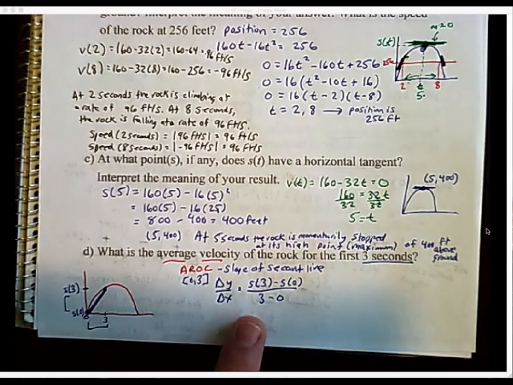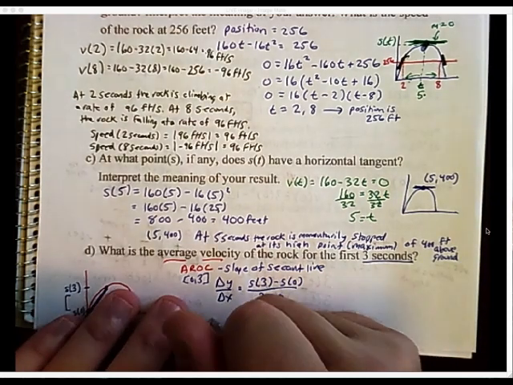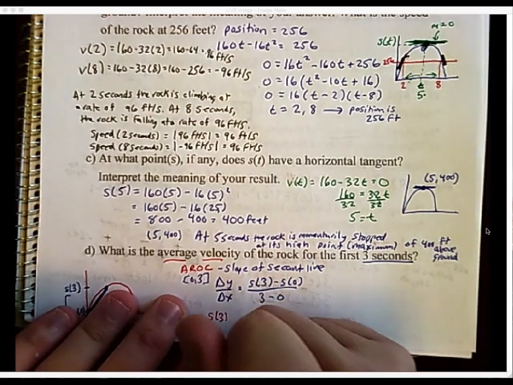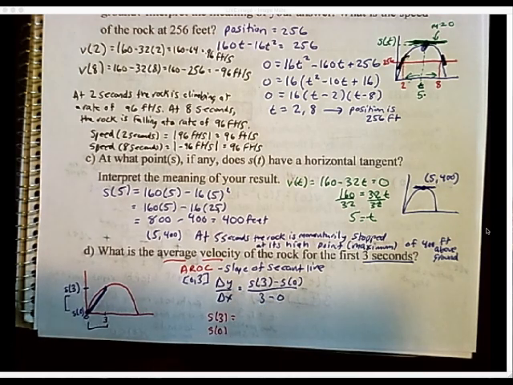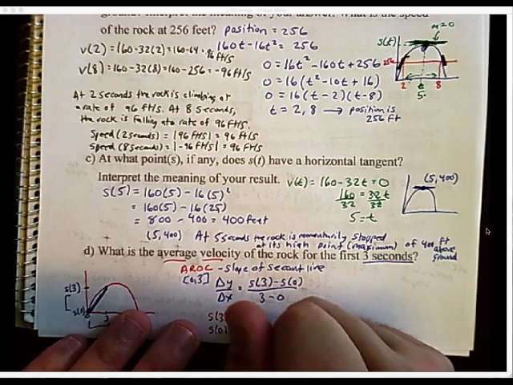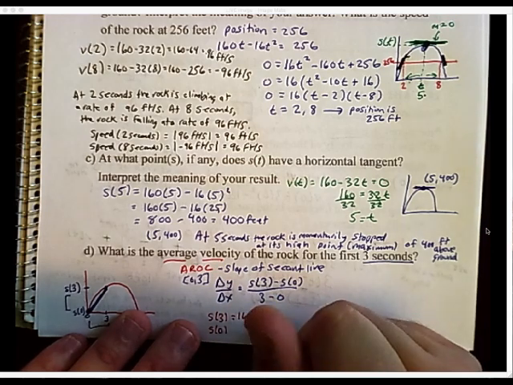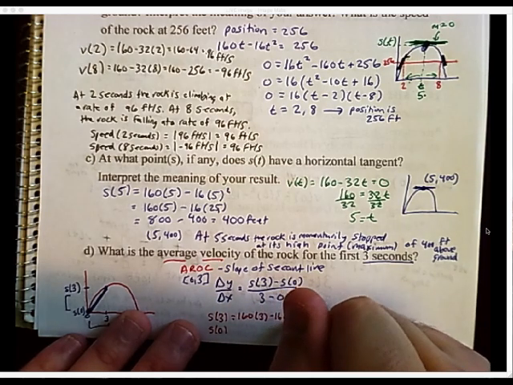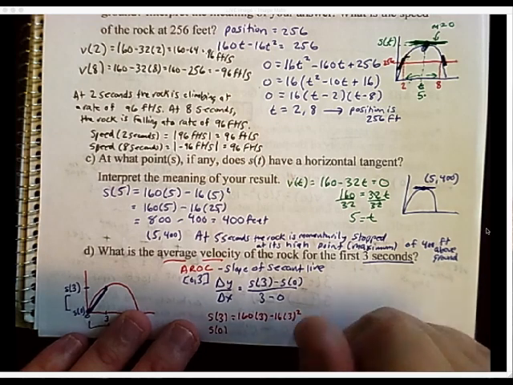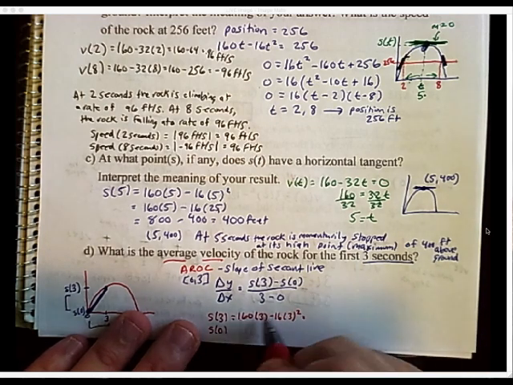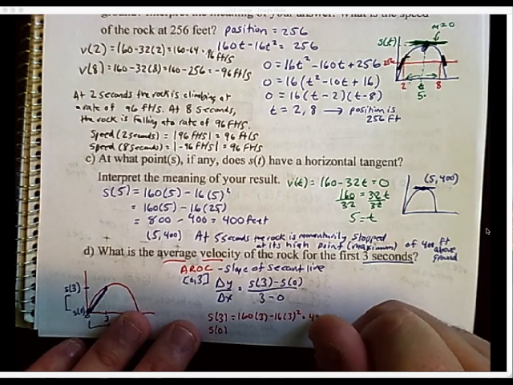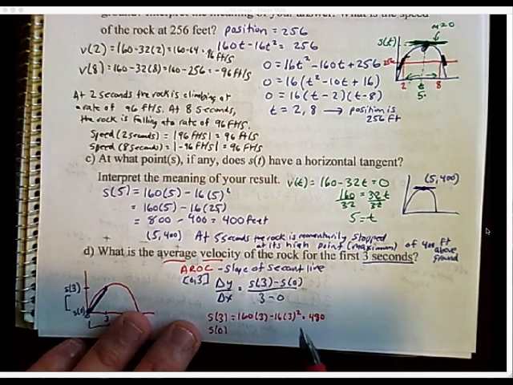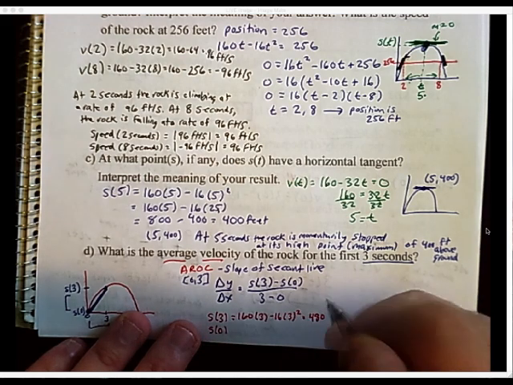So before I can figure out what this is, I need to figure out what s of 3 is, and I need to figure out what s of 0 is. So I need to plug 3 and 0 back into the position. So 160 times 3 minus 16 times 3 squared. If I simplify, 160 times 3 is 480. 3 squared is 9. 16 times 9 is 144.